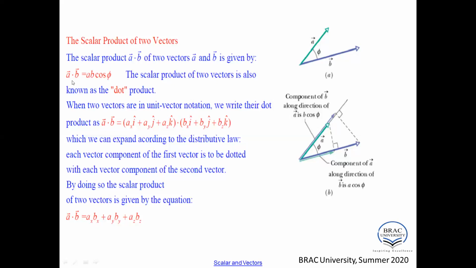So in this slide, we say that vector a dot vector b equals ax i plus ay j plus az k dot bx i plus by j plus bz k. Here ax, ay, az are the x, y, z components of vector a, and bx, by, bz are the x, y, z components of vector b.